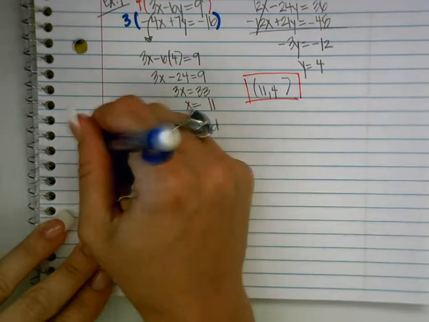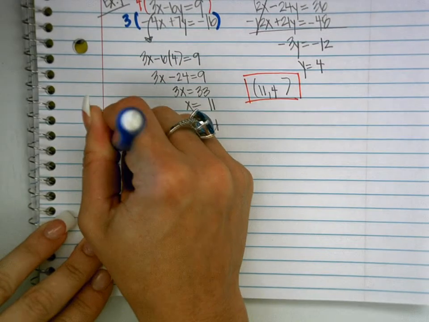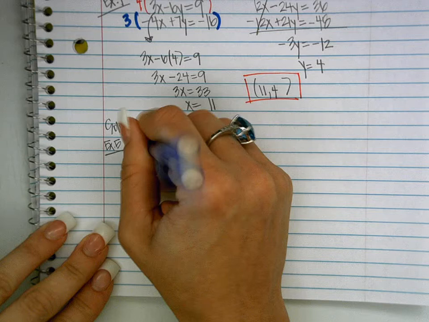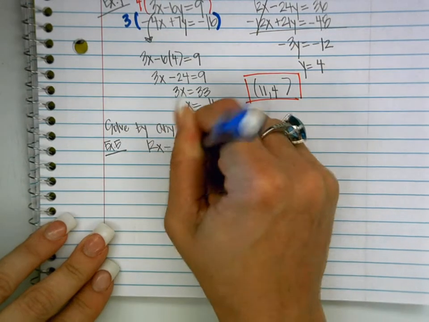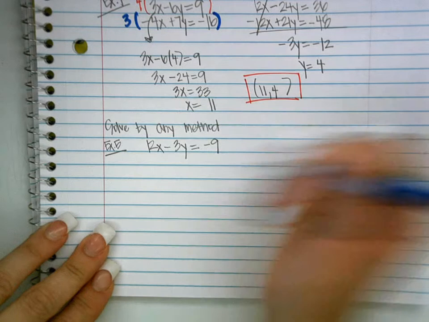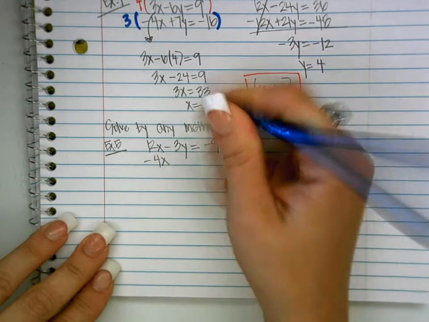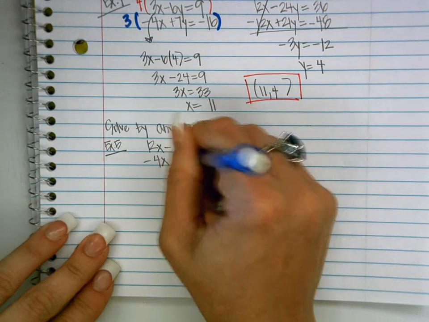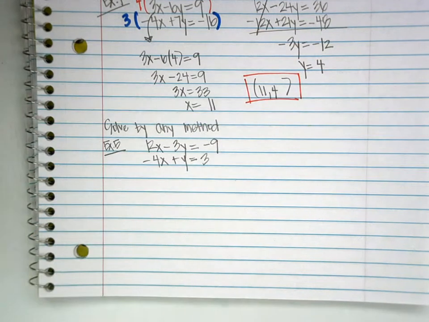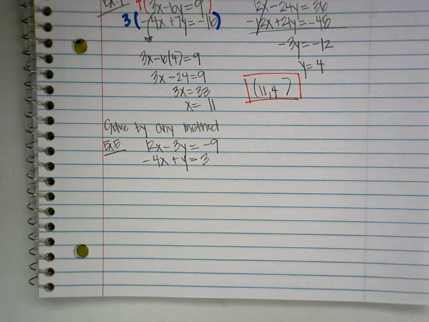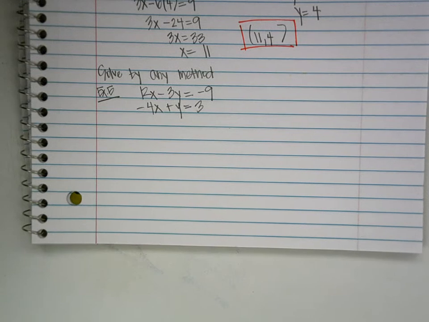I would like you to solve for number 5. Solve the system of equations, 12x minus 3y equals negative 9, and negative 4x plus y equals 3. Solve by whichever method you would like. So graphing, substitution, or addition method.